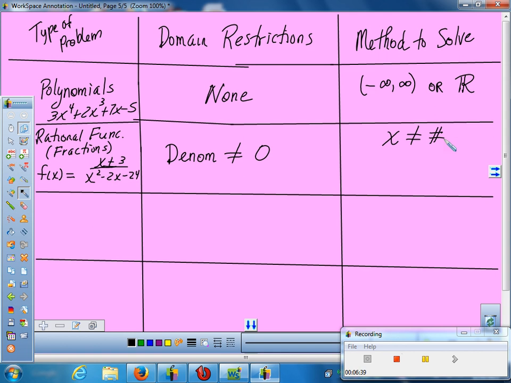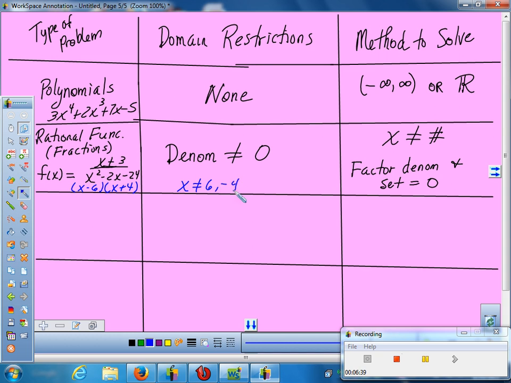How do I figure that out? Factor, thank you. All you're going to do is factor that. That's x minus 6 and x plus 4. So what numbers can it be? 6 and -4. So you would say your domain is x can't be 6 and x can't be -4.